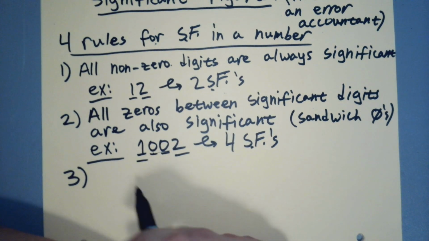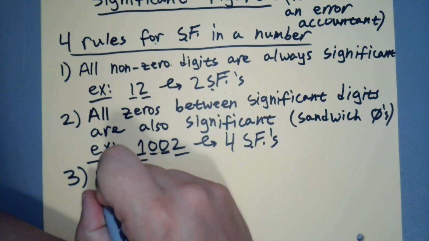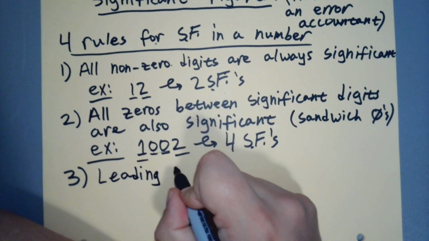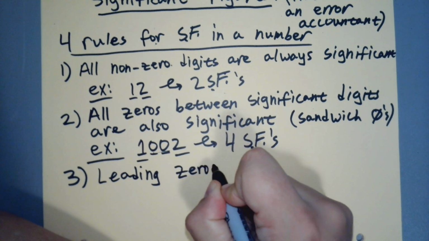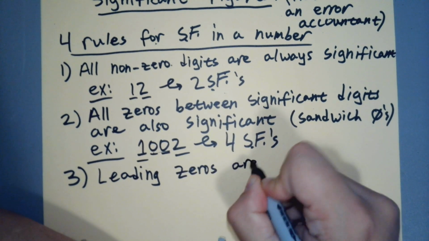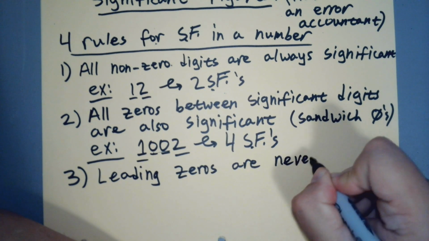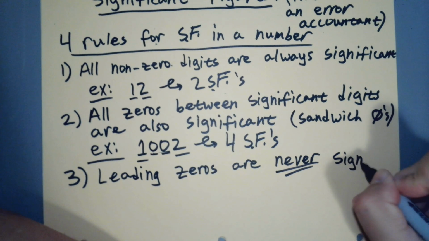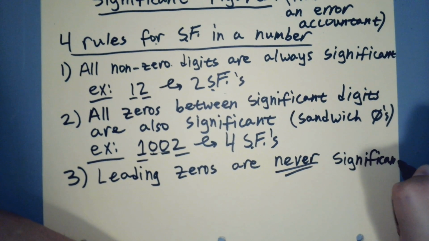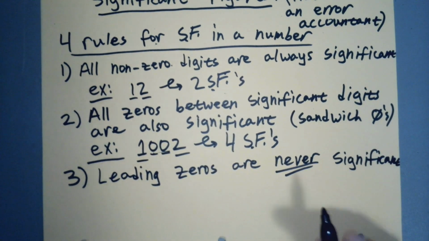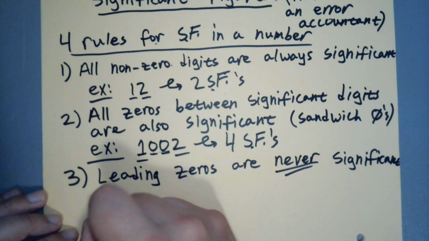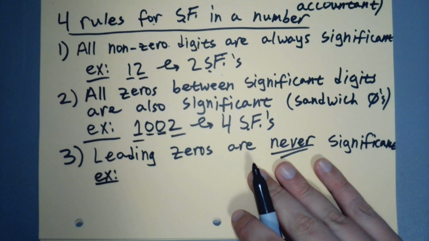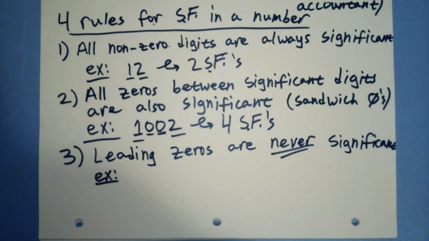Alright, so after sandwich zeros, we're going to talk about leading zeros. And I'll show what that is in a number in a second. But leading zeros are never, I cannot emphasize that enough, significant. Never. Don't trust them. They are never going to amount to anything. They're like, oh, I've turned my life around. I'm a better zero. I'm a significant digit. I've really learned my lesson.